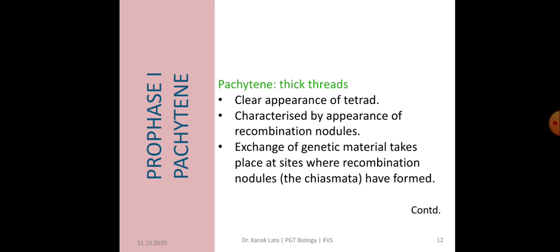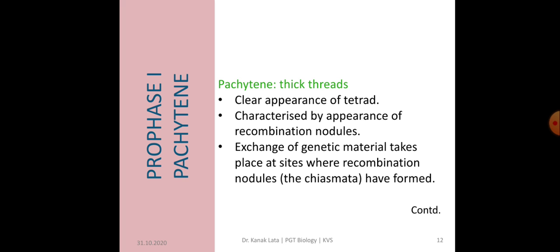Next is pachytene. Pachytene means thick thread. The synapsed chromosomes continue to become short and thick. The chromatids of each synapsed chromosome slightly separate and become visible. The two visible chromatids of a chromosome are called a dyad, and four homologous chromatids are called a tetrad. The two chromatids of the same chromosome are called sister chromatids, and those of two homologous chromosomes are called non-sister chromatids. Pachytene is characterized by appearance of recombination nodules.